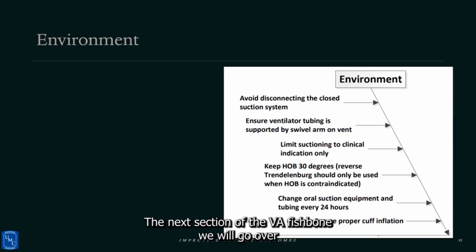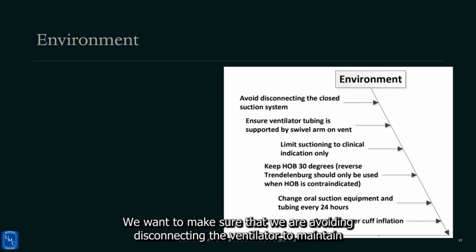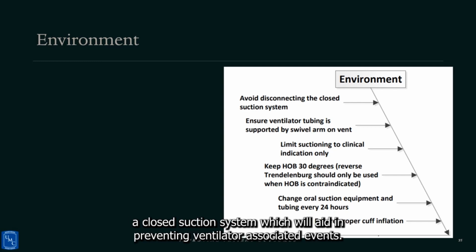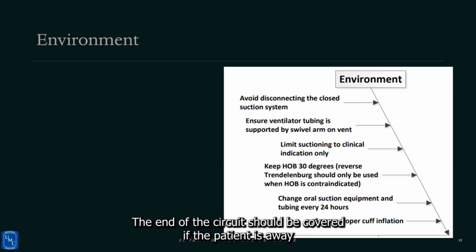The next section of the VAE fishbone we will go over is the environment section. We want to make sure that we are avoiding disconnecting the ventilator to maintain a closed suction system, which will aid in preventing ventilator-associated events. Our RTs also try not to disconnect the vent circuit because it has been shown to increase the incidence rate of VAE. If a patient is going on a trip, being transported to the OR, CAT scan, MRI, anything like that, the end of the circuit should be covered.